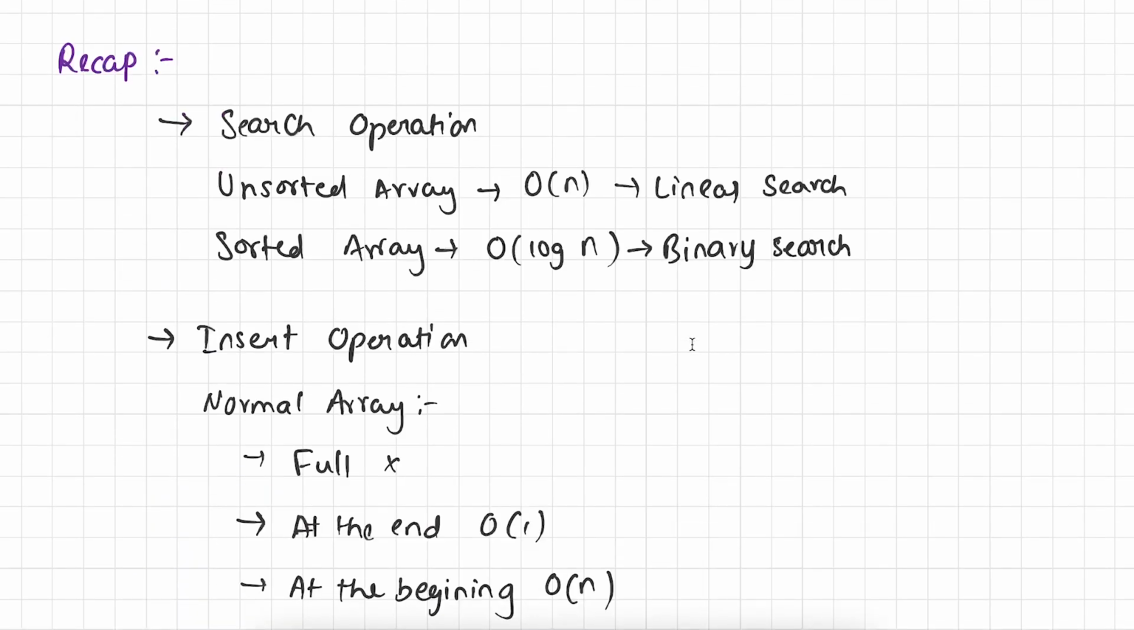Now before we end this video, let's have a quick recap of what we have learned so far. We saw how we can do search operations in unsorted and sorted arrays. If the array is unsorted, then it takes big O of n time to search any element, and we can use linear search here. In case of a sorted array, we can use binary search, and with binary search, the time complexity of searching is going to be big O of log n.